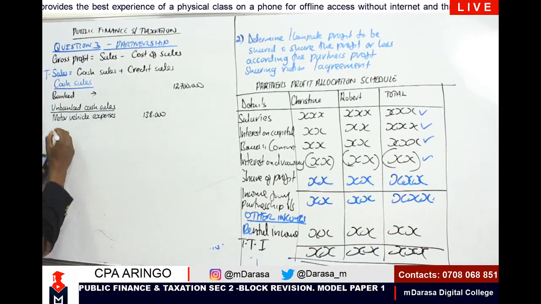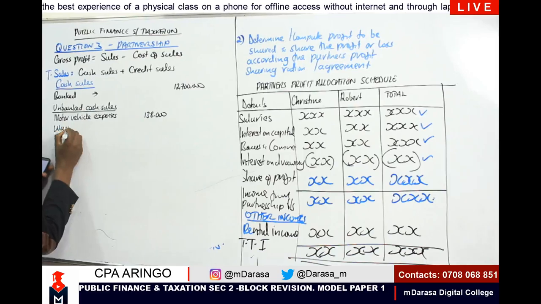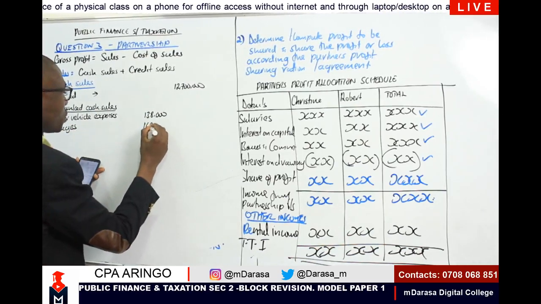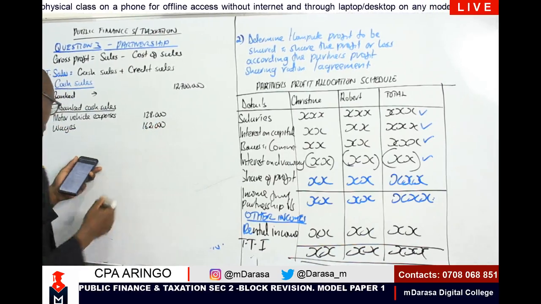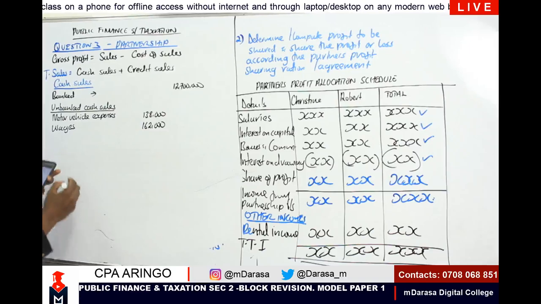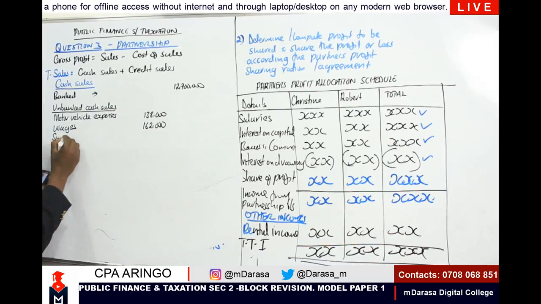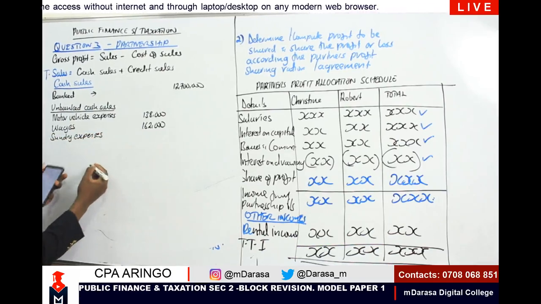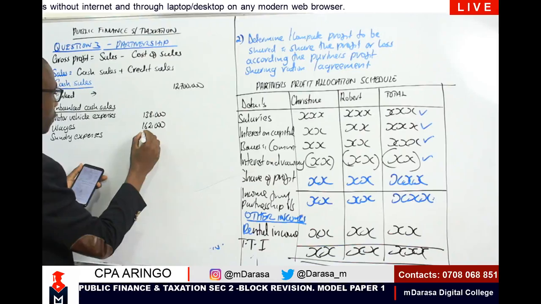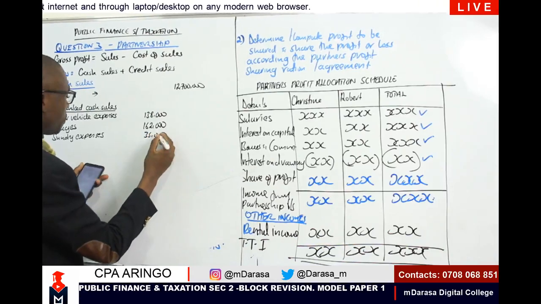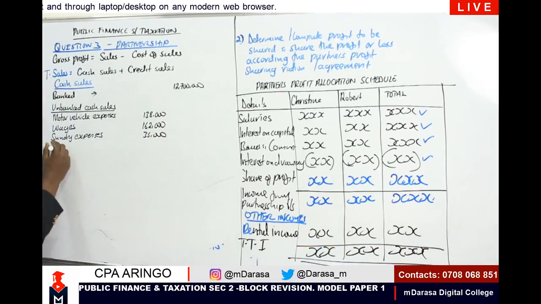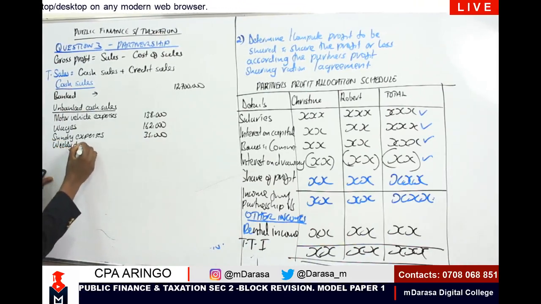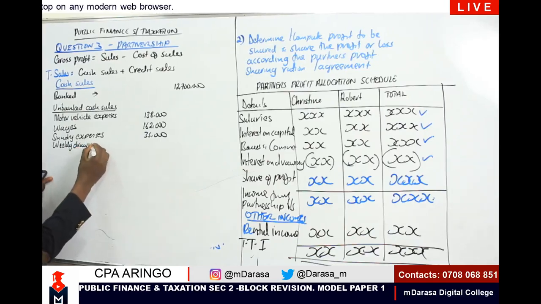We have wages per annum. We are given our wages, and you are given 162,000, my good students. We are also given sundry expenses. In our sundry expenses, I was given a figure of 35,000. Talk of our weekly drawings.